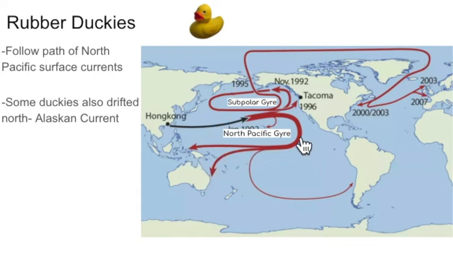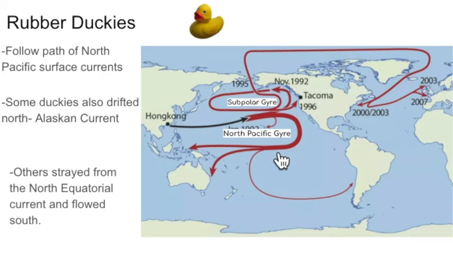But what we can also see about the path in the Pacific is that some duckies, in addition to following the path of the North Pacific Gyre, also ended up further south. The duckies that ended up in Indonesia were likely guided by the North Equatorial Current, and it's likely that some duckies ended up in the South Equatorial Current, and eventually into the South Pacific Gyre.